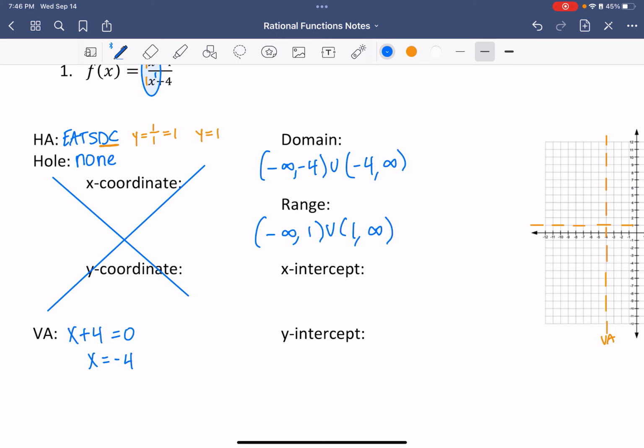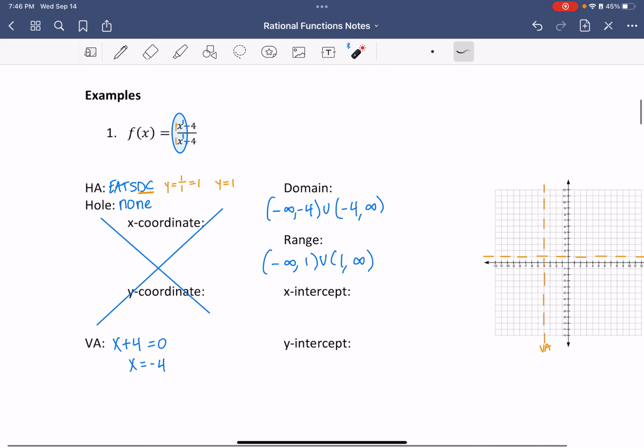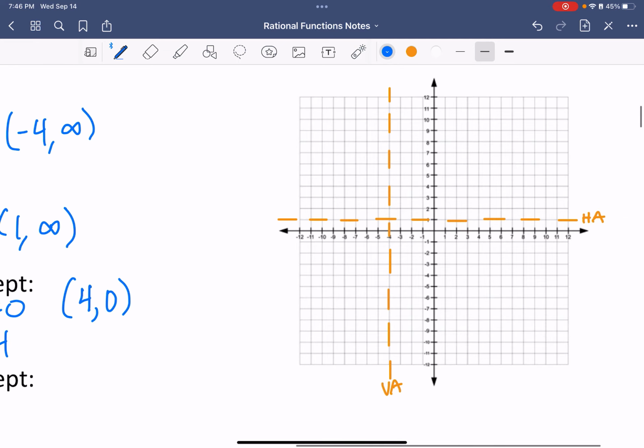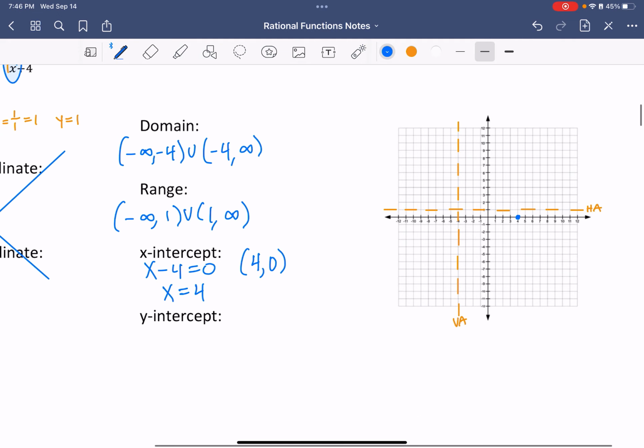The x-intercept, again, you use the numerator and set it equal to 0. So x minus 4 equals 0. You add 4 on both sides, you get x equals 4. But an x-intercept is a coordinate point, right? So the x-intercept is 4. The y-coordinate is 0. So at (4, 0), I'm going to make a little dot to represent my x-intercept.